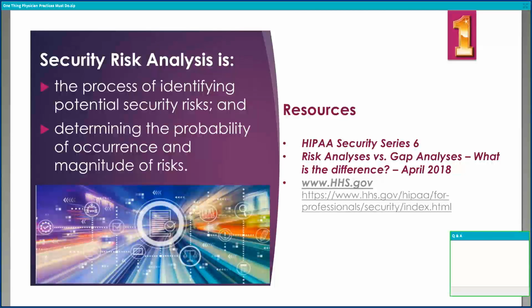The HIPAA security risk analysis is a process used to identify potential security risks and determining the probability of their occurrence and the magnitude of the impact on the organization should they happen. So let's take a closer look at that 2018 white paper.